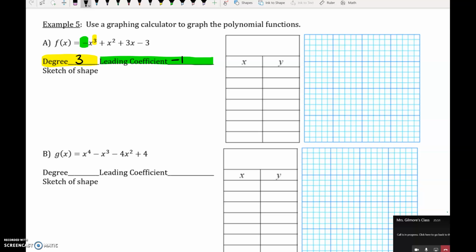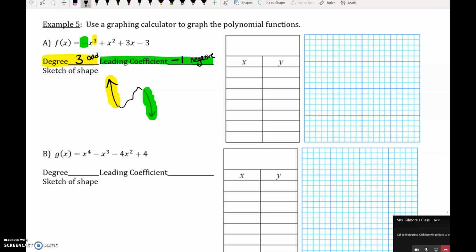And what we really care about here is that the degree is an odd number and the leading coefficient is a negative number. So when the leading coefficient is negative, the right side of the graph points downward. When the degree is odd, the other side is going to point in the opposite direction, odd opposite. The leading coefficient tells us what the right side of the graph is going to do. The degree tells us if the other side is going to do the same thing or if the other side is going to do the opposite thing.